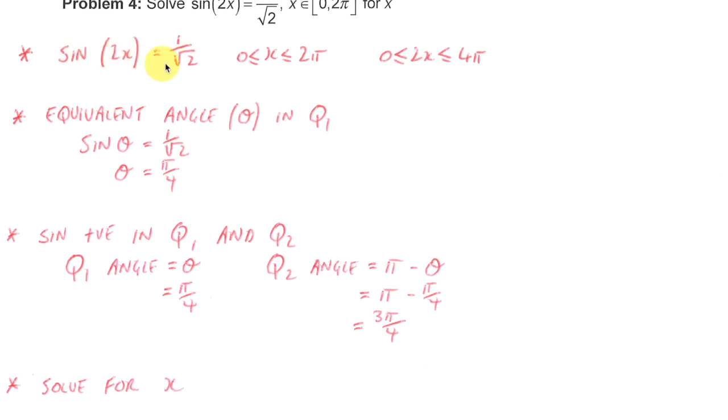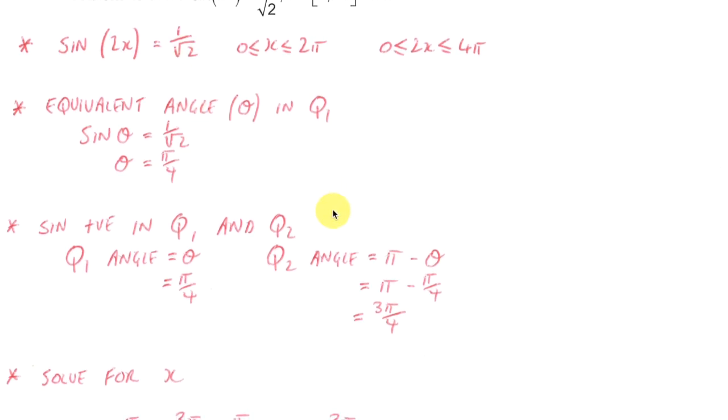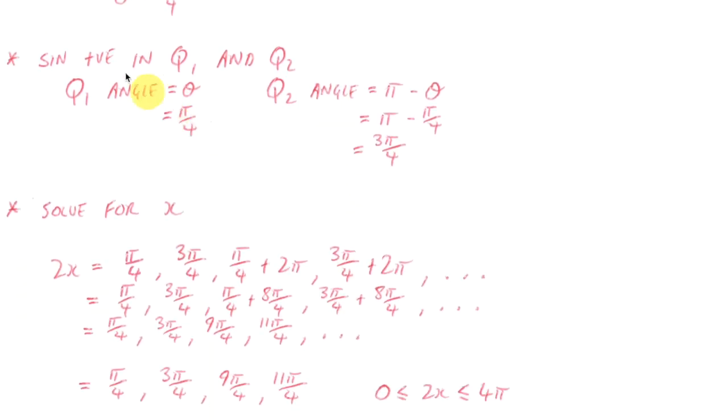In the initial equation, the right-hand side, sine of that angle produced a positive answer. So we're interested where sine is positive. So sine is positive in quadrants 1 and 2. Just a reminder, all schools teach CAST. Our quadrant 1 angle is theta, so pi on 4. Our quadrant 2 angle is pi minus theta, so 3 pi on 4.